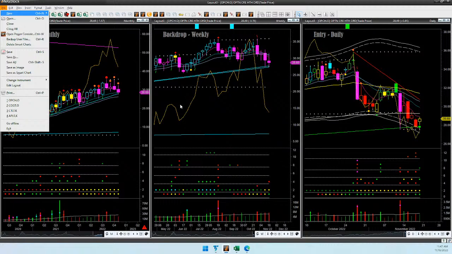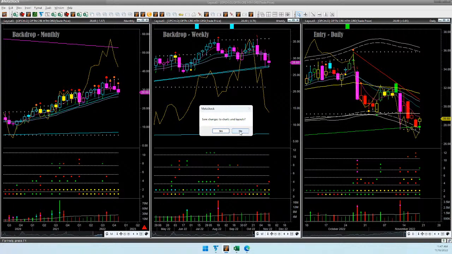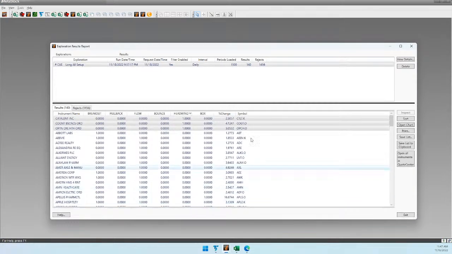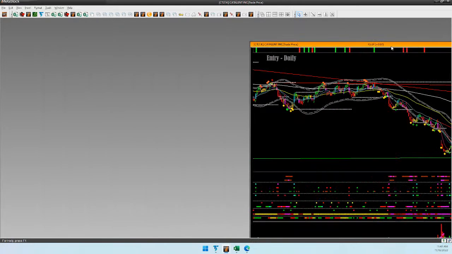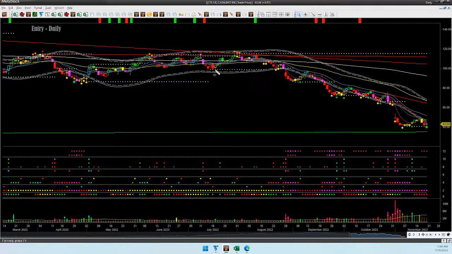And the other stock was, let's close all of them. Okay, let's go back to the scan result. The other two were COGT and CTLK. Open them. CTLK has a bullish headwind.